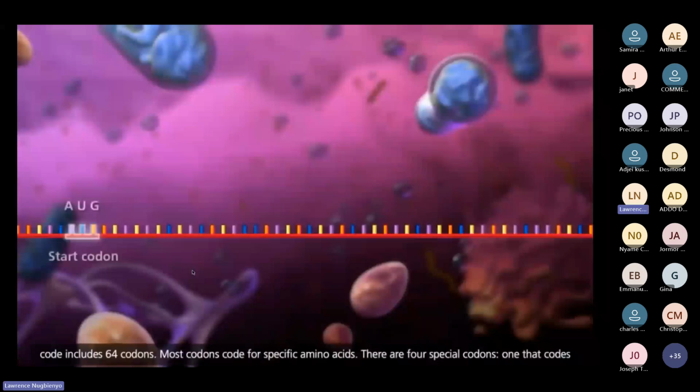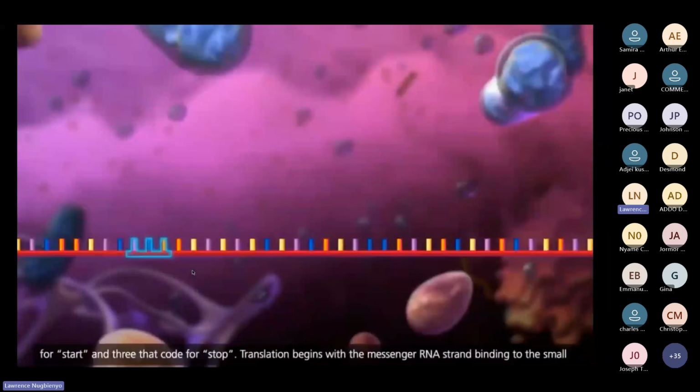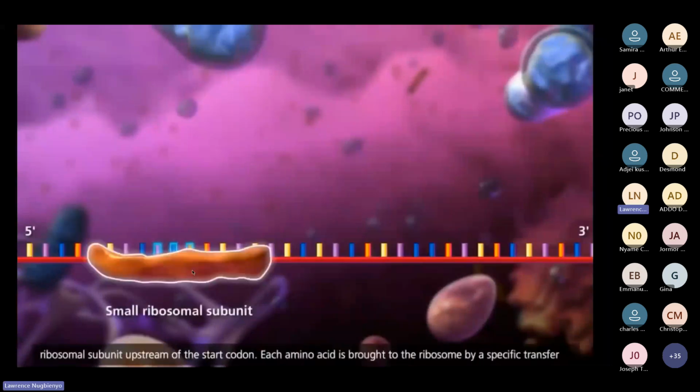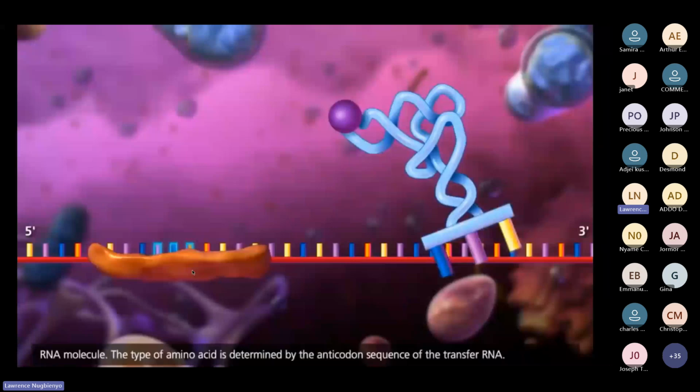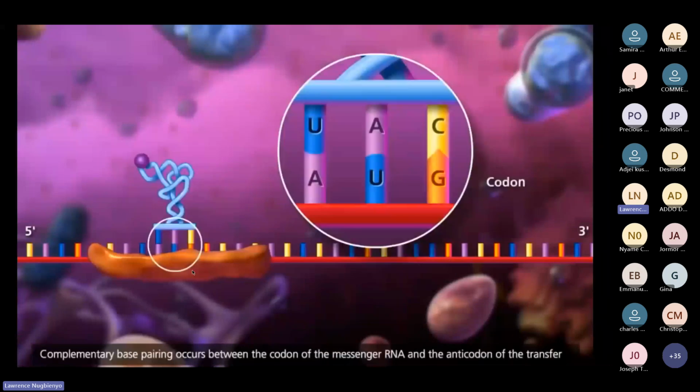Translation begins with the messenger RNA strand binding to the small ribosomal subunit upstream of the start codon. Each amino acid is brought to the ribosome by a specific transfer RNA molecule. The type of amino acid is determined by the anticodon sequence of the transfer RNA. Complementary base pairing occurs between the codon of the messenger RNA and the anticodon of the transfer RNA.